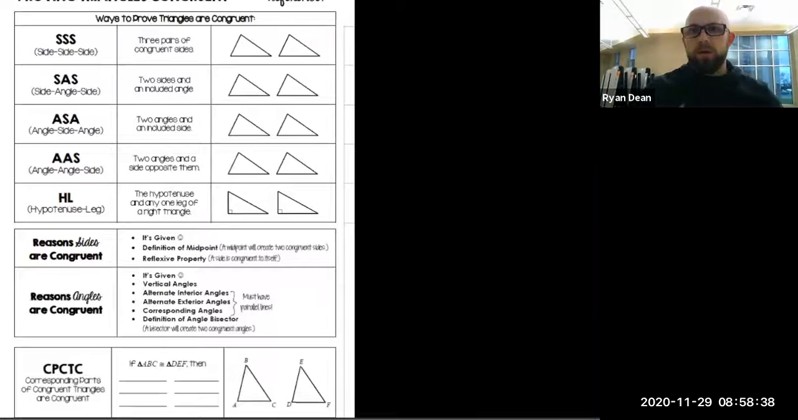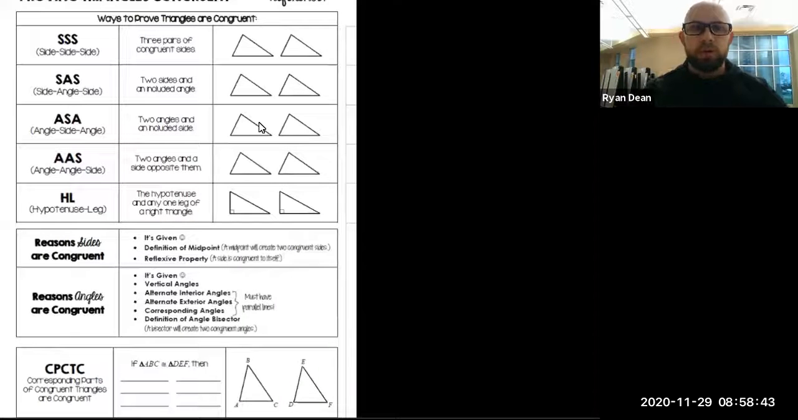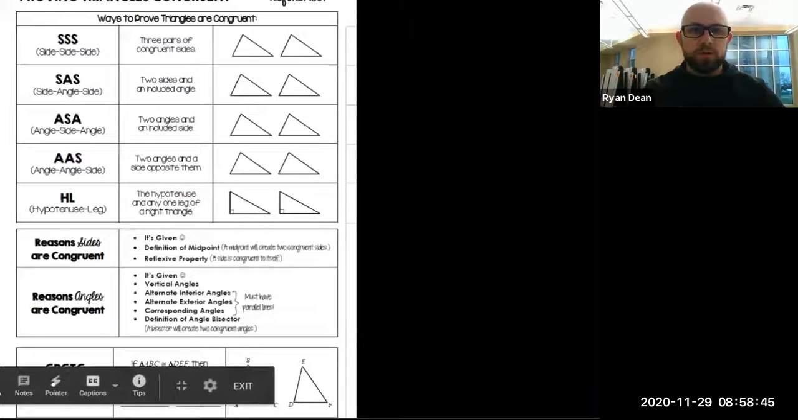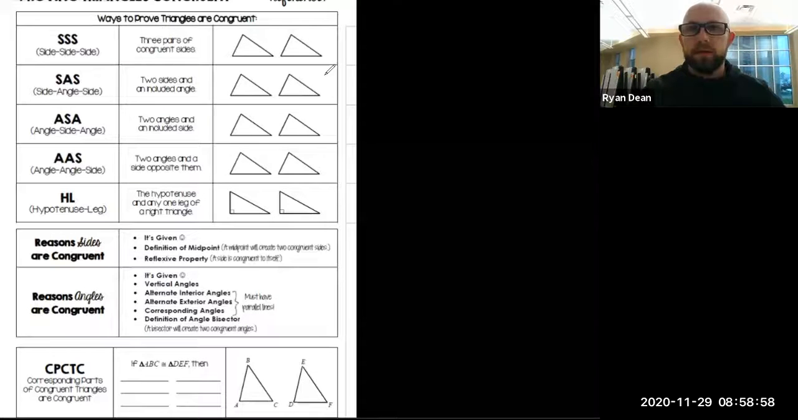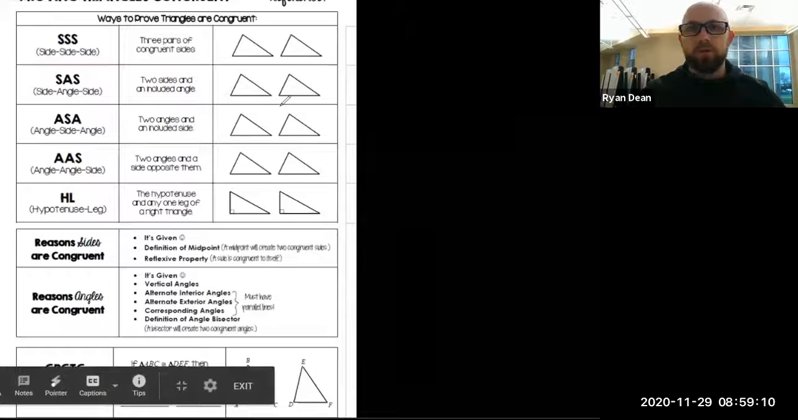Today, we have started a new unit, and this unit is about proving triangles to be congruent. With this specific unit, we have a number of things that we need to talk about. The first being how we can prove that triangles are congruent. And then the second, proving different parts of triangles to be congruent. So this is just like the overview of everything that we're going to be doing.